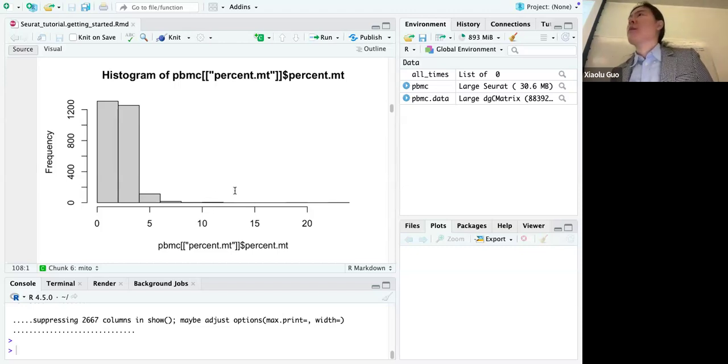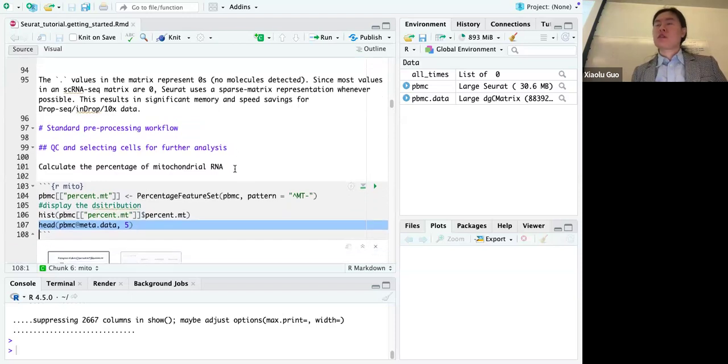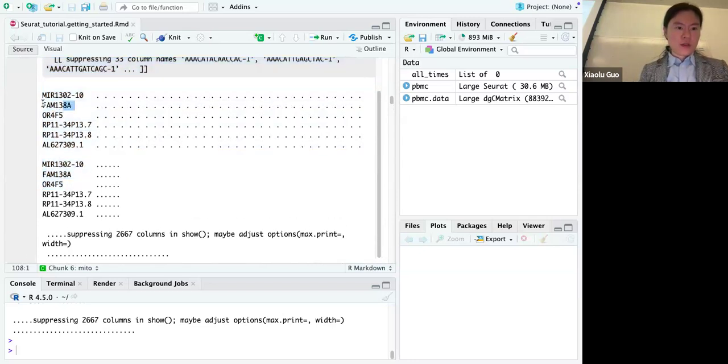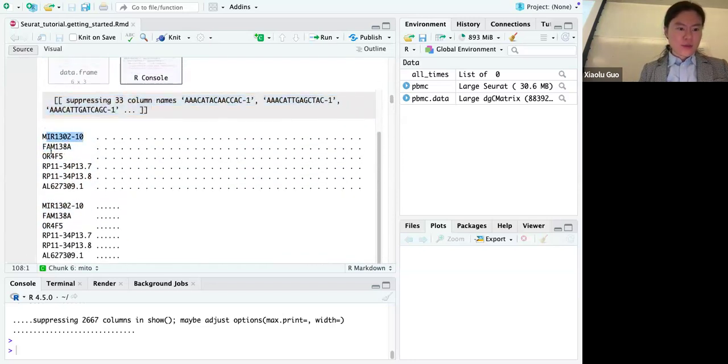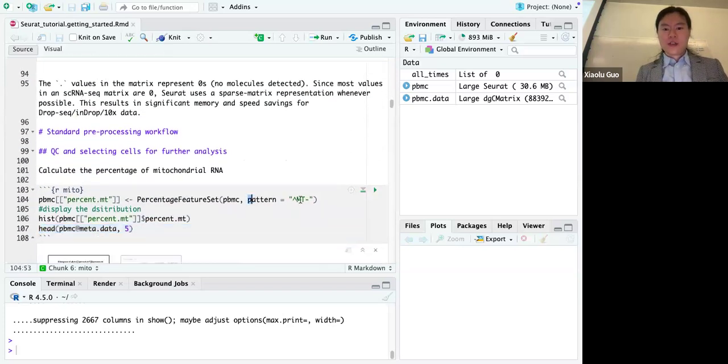So how do you distinguish mitochondria from the target? Where is that MT label from? If you look here, this is the gene name. I didn't display it here, but if you list all the genes, there are some genes that have MT in the gene name, and those genes are usually the mitochondria mRNA. So here we are just saying that if a gene has that pattern, then you calculate the percentage.